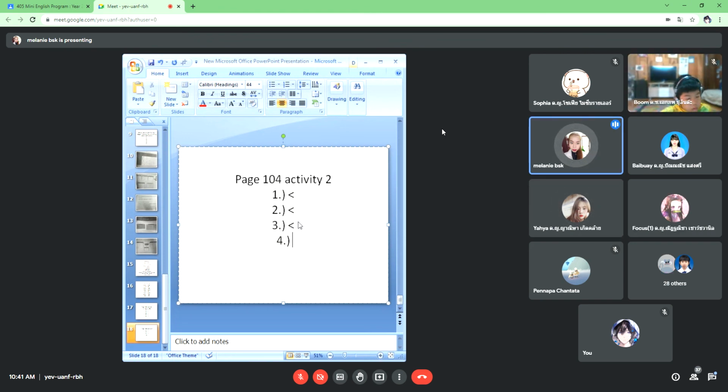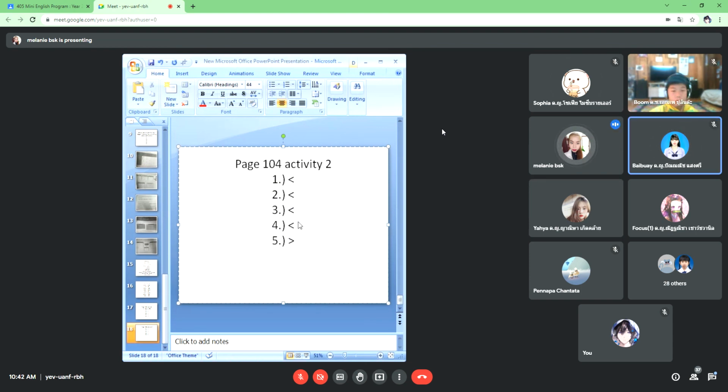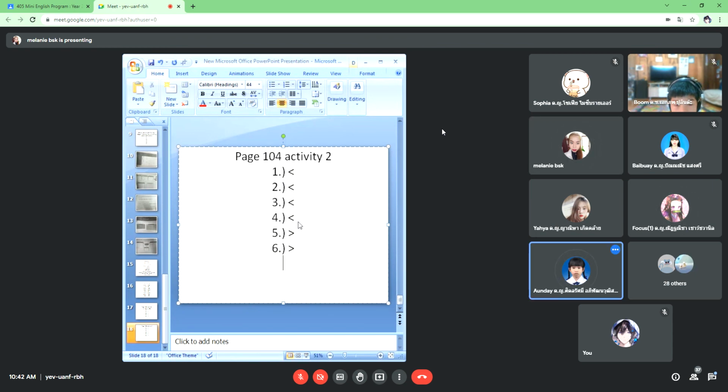Number 4 is 10.0 and 10.8. Less than or greater than? Less than. Okay, how about number 5? 12.1 blank 9.1. Greater than. Okay, for number 6, 6.3 blank 3.6. Greater than. 6.3 is greater than 3.6.